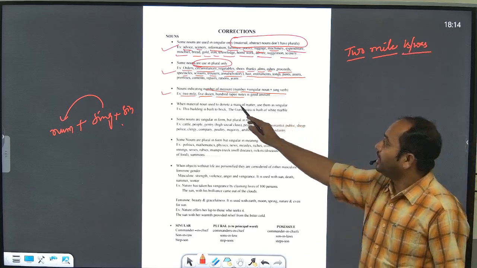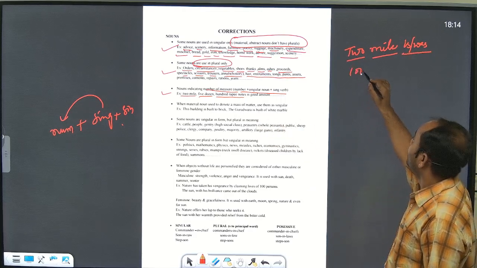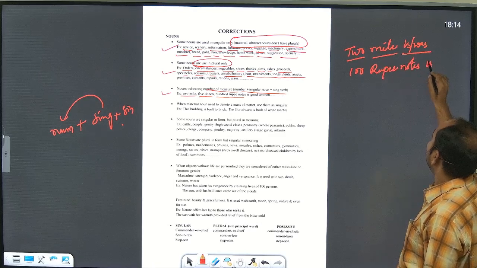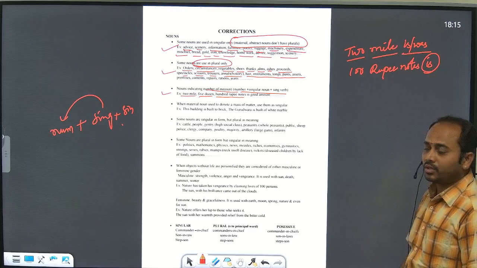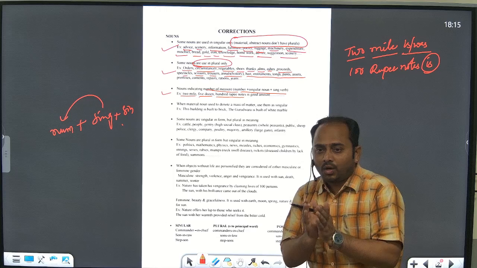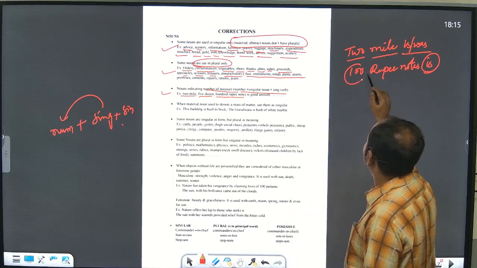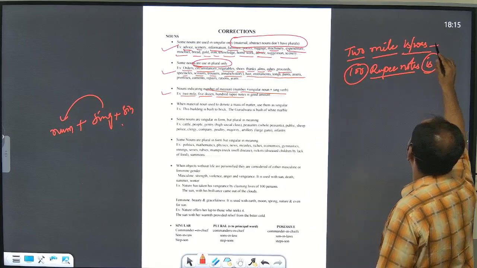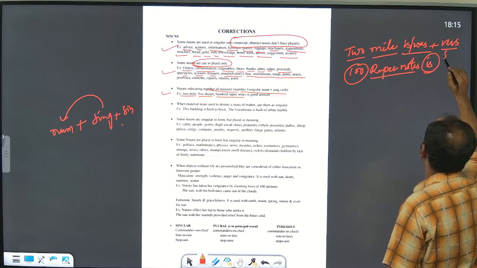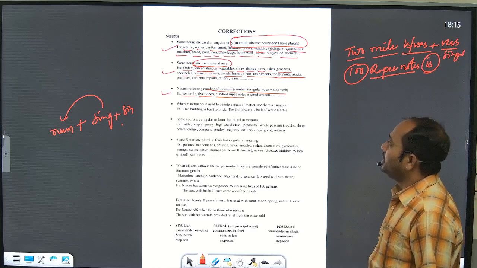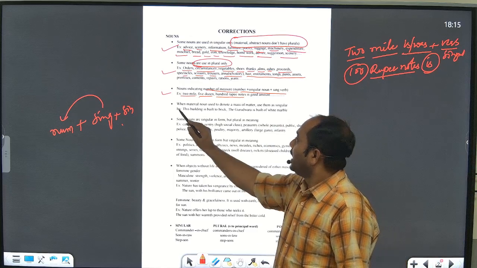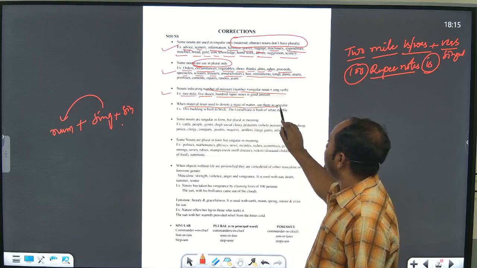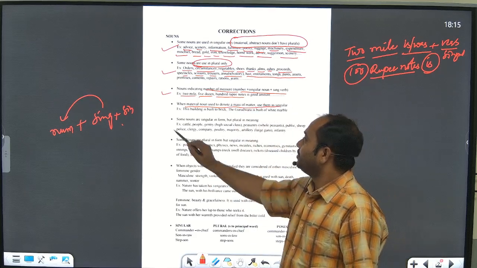Same way, 100 rupee notes, is only we should use. So when a noun is preceded by a particular number and used as a singular, always we should use the singular verb. Verb should be singular. Okay, that is the next correction point. And when a material noun is used to denote a mass of matter, use it as a singular.